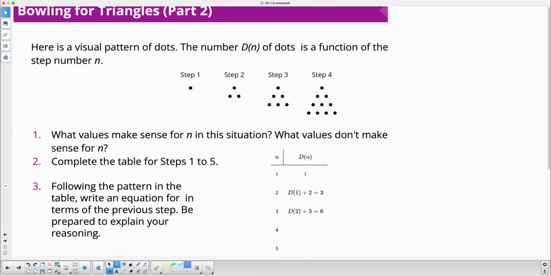All right, so part 2. Here's the visual pattern of dots. The number d of n of dots is a function of the step number n. What values make sense for n in this situation? What values don't make sense?